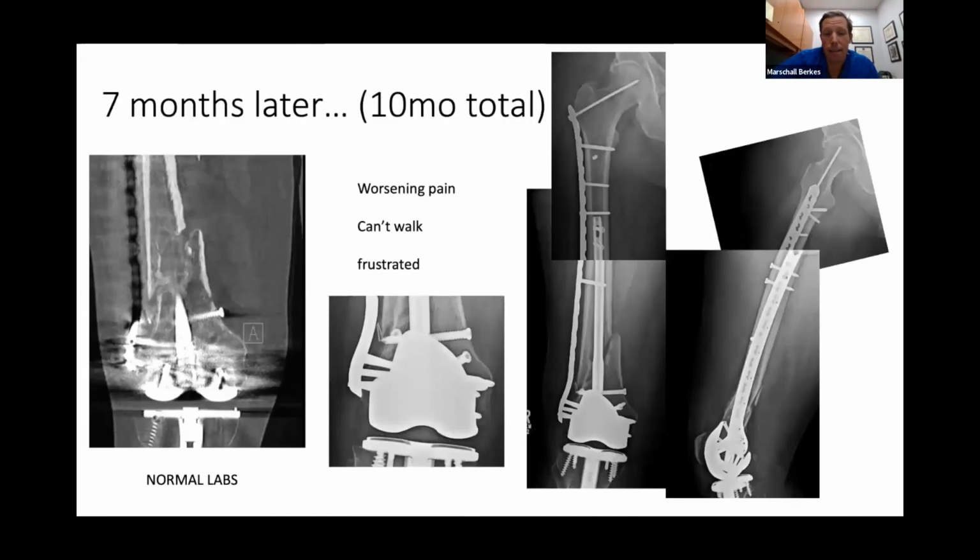And I think technically it went okay. I didn't do any aggressive reduction or clamping or compressing or anything like that. This is still just trying to be as least invasive as possible and allow for secondary bone healing. But here we are now, another 7 months later, and nothing's happening.